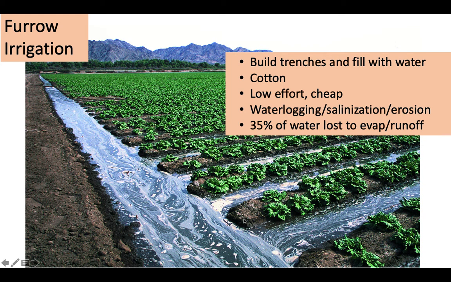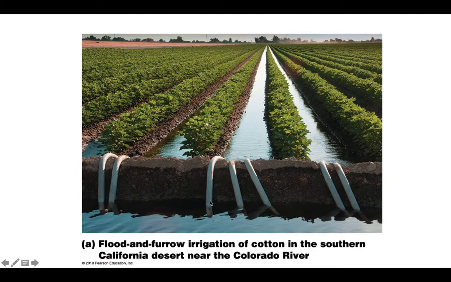This is how cotton is grown. It's very low effort to do this. It's very cheap. Only problem is the soil can be waterlogged, can lead to intense amounts of erosion, and as this water starts to evaporate, it will leave behind all the salt that's in the water, which can actually make the soil really salty. This is pretty inefficient in terms of saving water. About 35% of it is lost due to evaporation or to runoff. But it is very cheap and low effort.